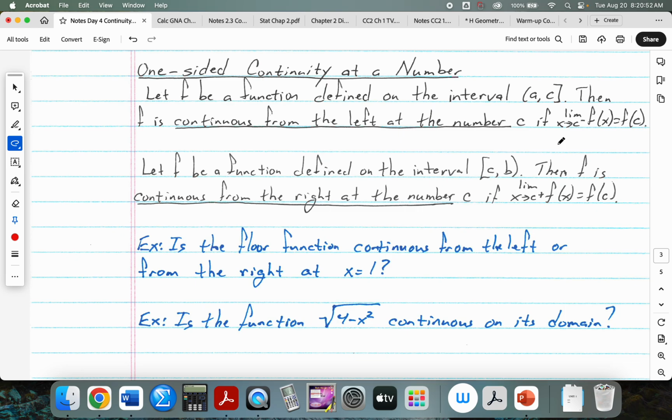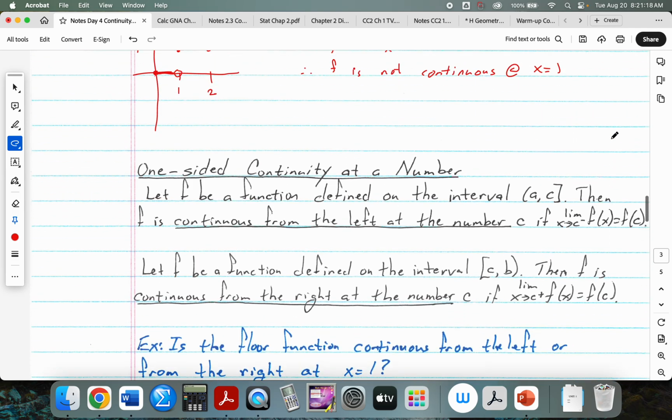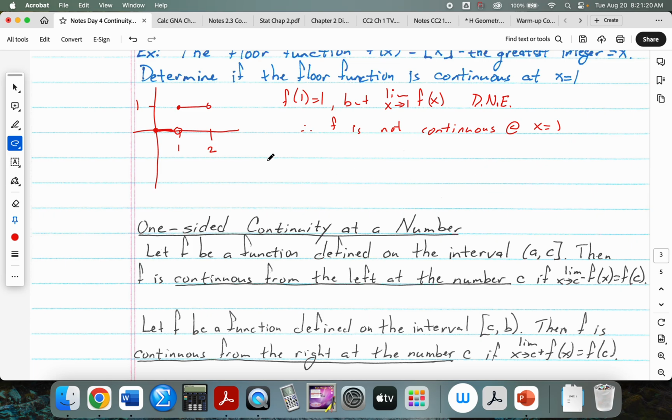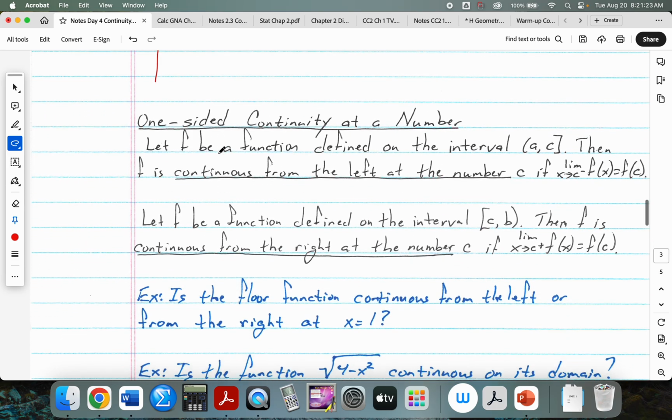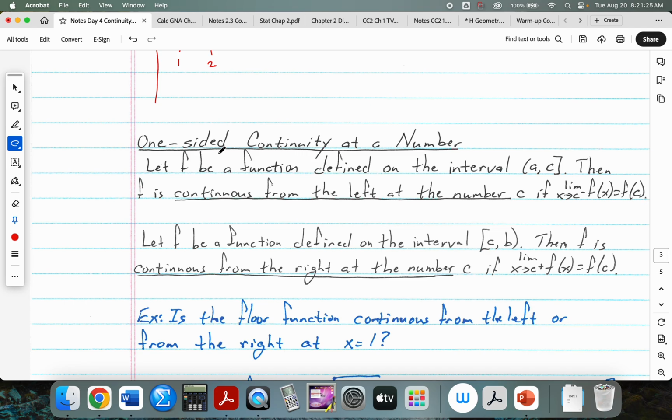So let f be a function defined on the interval from a to c. Notice that it's an open interval at a. So it doesn't have to be closed. It can be closed, but it could be open. Then f is continuous from the left at the number c if the limit as x approaches c from the left of f of x is equal to f of c.